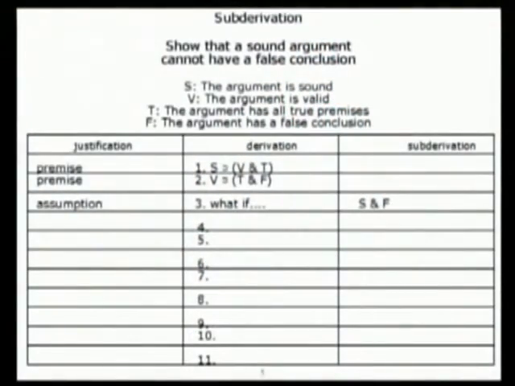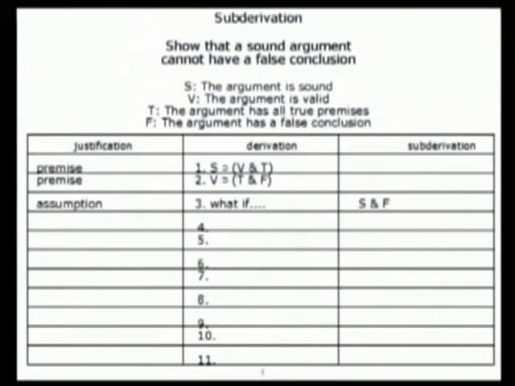This time we're going to actually use one of the examples that we did differently with the drag and drop stuff earlier in the quarter. We're going to demonstrate that a sound argument can't have a false conclusion. And those are the various sentence letters. S means the argument is sound. V says that the argument is valid. T says the argument has all true premises. And F says the argument has a false conclusion.